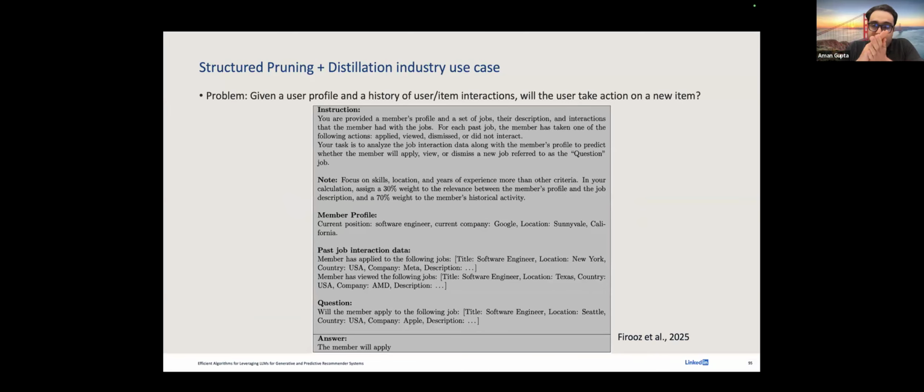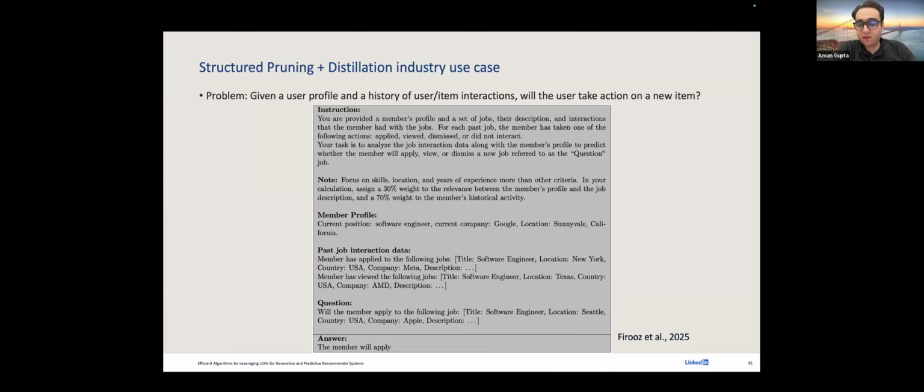Let us now look at some use cases of pruning in practice and how we can expect it to work. I'm going to use this example. It's actually a recommender system example. The idea is that we have some user history, and we have pairs of user and item interactions. Now, given a new item, is the user going to take action on that item or not? For example, here, we want to see if a user is going to apply to some jobs or not. So we start by giving some instruction to the model that the model's job is to decide if the user is going to apply or not.